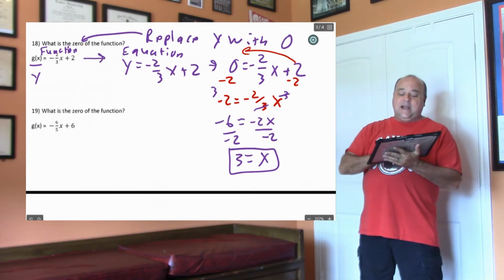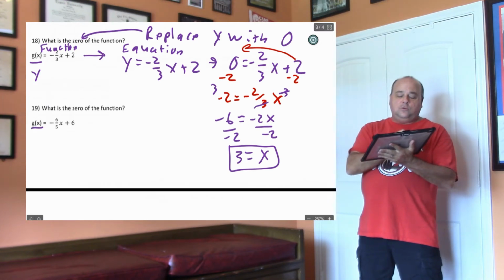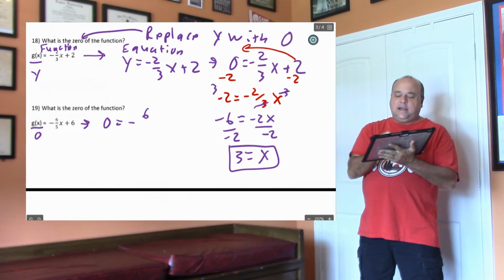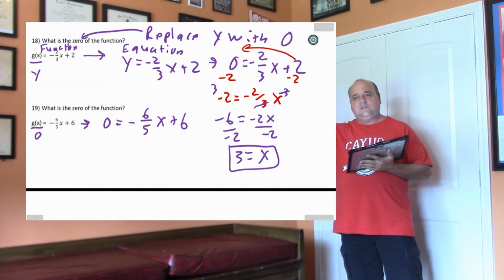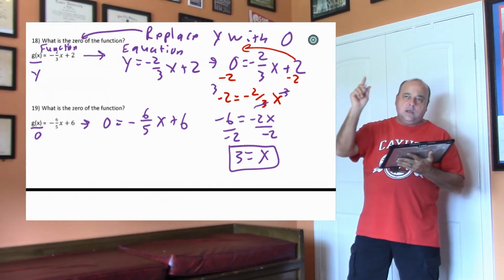Now then, on number 19, I'm just going to set this up for you. You're going to replace this with 0. So that's going to turn into 0 equals -6/5x plus 6. You're going to solve that for x the same way I just did it, okay?